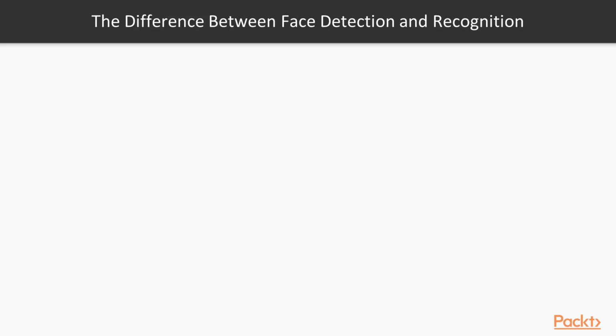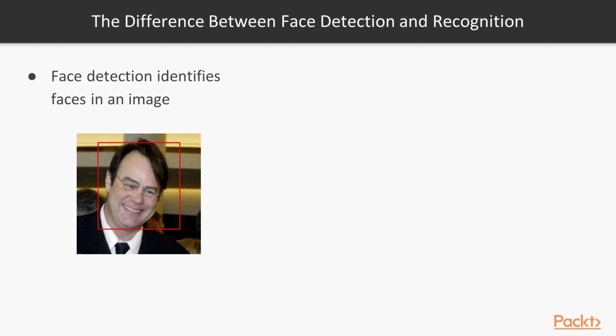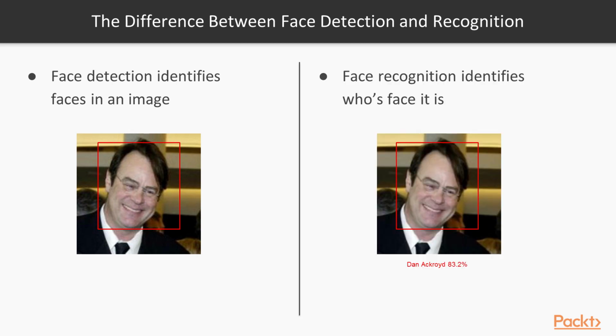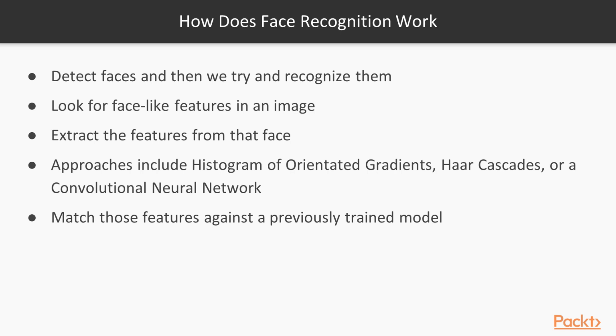So let's start by just looking at the difference between face detection and recognition. Sometimes these terms are used interchangeably, but in essence, face detection identifies a face in an image, and you can see that in the top left picture. Here, we just have a red box that says, there's a face. Face recognition identifies whose face that is. And as you can see in the bottom box, it's been recognized with a high level of confidence that the face is Dan Aykroyd.